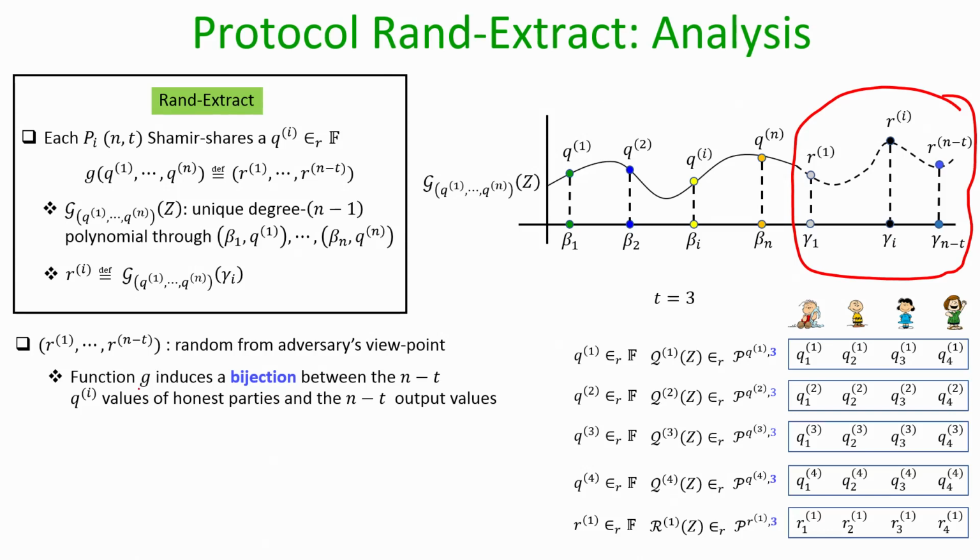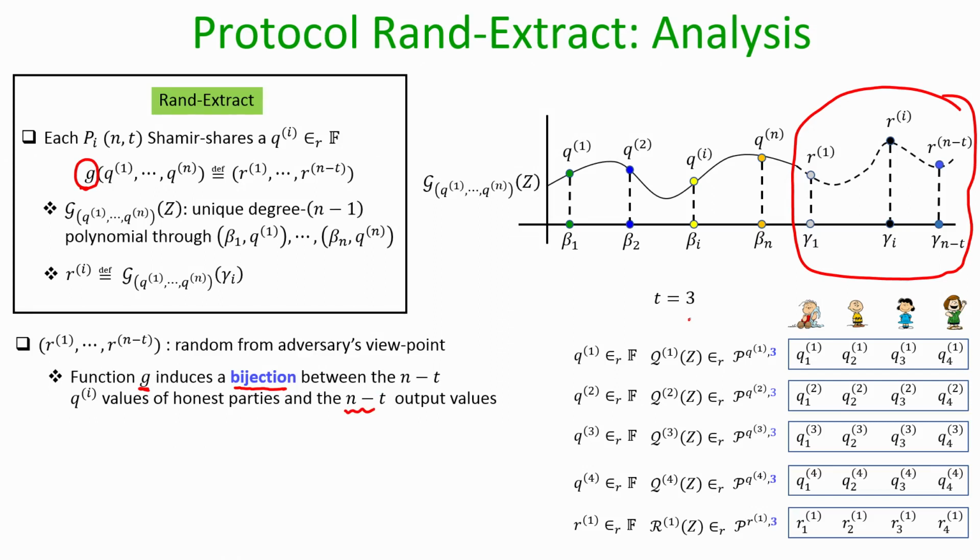My claim here is that the function g that we have defined here induces a bijection, namely a 1 to 1 onto mapping, between the n minus t unknown q i values shared by the n minus t honest parties and the n minus t output values. Okay. What do I mean by that?